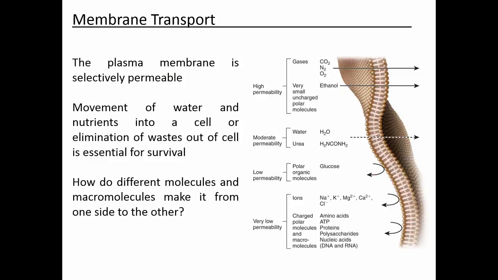The next thing we're going to talk about is how the membrane acts as a selectively permeable barrier and how it transports molecules from one side of a membrane to another. I'd already told you this, but what does it mean again to be selectively permeable? All membranes are selectively permeable. What does that mean?